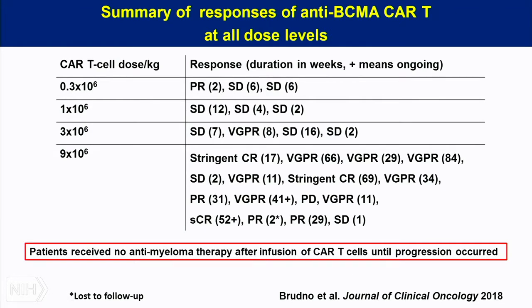So the results of this trial are shown here, and all this is published in greater detail in Brudno et al. Journal of Clinical Oncology 2018, so if you want to, you can read about it. Again, another phase 1 dose escalation trial with different doses of CAR T cells. We start with a very low dose of 0.3 million CAR T cells per kilogram of patient body weight. Then we went to 1, 3, and 9 million CAR T cells per kilogram.